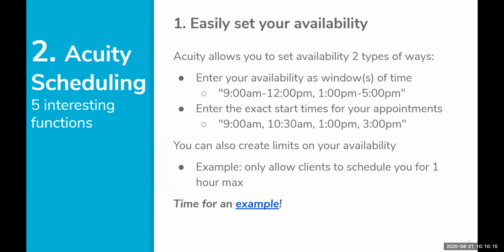On Acuity scheduling, we're going to talk about 5 interesting functions. The first one is that you can easily set your availability. Acuity allows you to set availability 2 types of ways. First of all, you can enter your availability as a window of time. Say I'm setting up my Acuity scheduling calendar for remote calls with people, like Zoom conference calls, which is what I've been doing a lot of right now, or coaching sessions. I could say I have coaching Zoom sessions available from 9 a.m. to 12 p.m. So I can set that window of time.